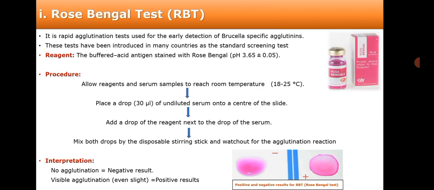If no agglutination is seen, the result is interpreted as negative. If even a slight visible agglutination is seen, the result is interpreted as positive.